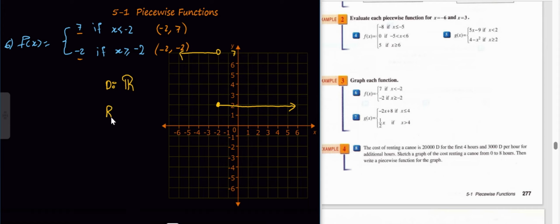And for the range, we are going to look at the y-axis. As you see, we have a graph in just 2 and 7. So 2 and 7 is the range. Then for the continuity, we have a break here. So our graph is discontinuous, or our function is discontinuous.